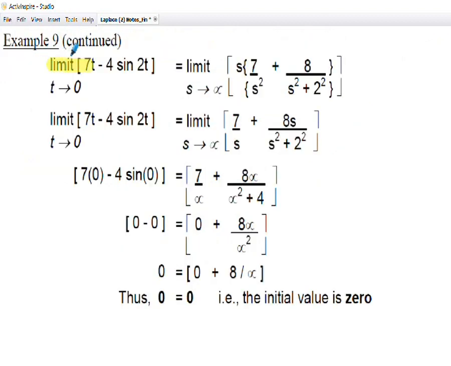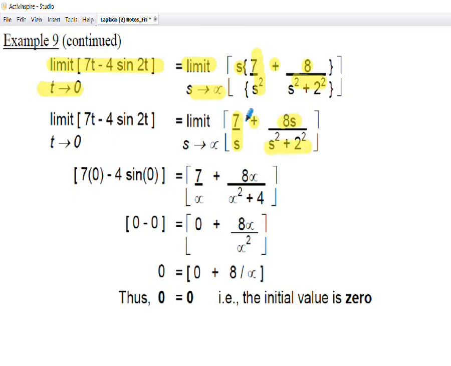On the left hand side of my initial value theorem, I've got the limit of the function of t, as t tends to 0. On the right hand side of the initial value theorem, I've got the limit of s times the Laplace transform of the function of t, and s will tend to infinity, this large number. Now, just sticking with the right hand side of the equation here, I'm just going to expand the brackets effectively. So I've got s times 7 upon s squared simplifies to 7 upon s. I'm adding to that, I've got s times the 8 upon s squared plus 2 squared, so that gives me 8s upon s squared plus 2 squared.